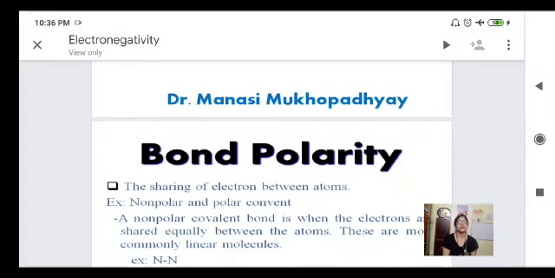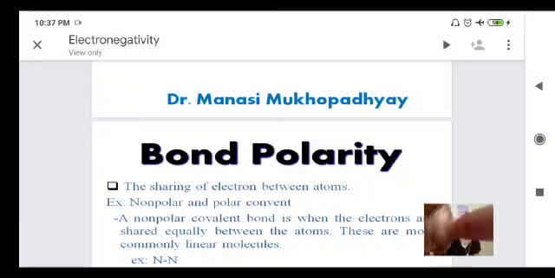What is bond polarity? Bond polarity actually is the sharing of electrons between two atoms. We all know that a bond comprises two electrons. How these electrons will be attracted by either of the atoms is known by the term bond polarity. Now, bond polarity may be of two types. One is non-polar bond and the other one is polar covalent bond.